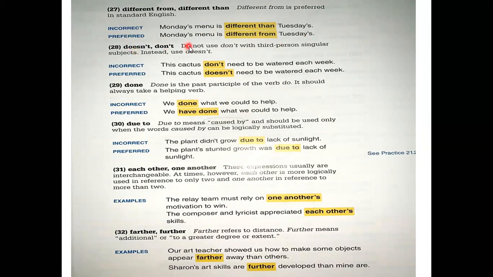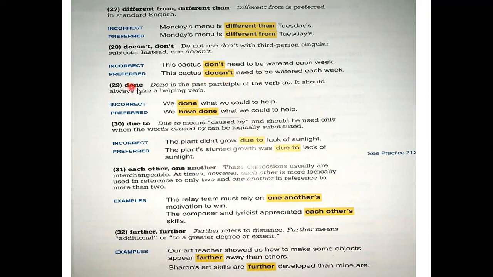Doesn't and don't. Do not use don't with third person singular subjects. Instead, use doesn't. Of course, that's like subject-verb agreement. And we know this, right? So this practice does not need to be watered down. Obviously, we know it. We have been taking this lesson already.